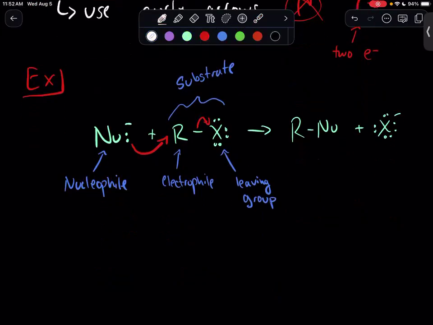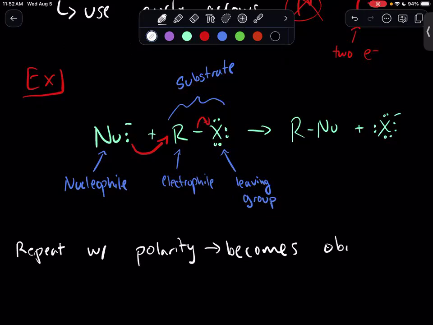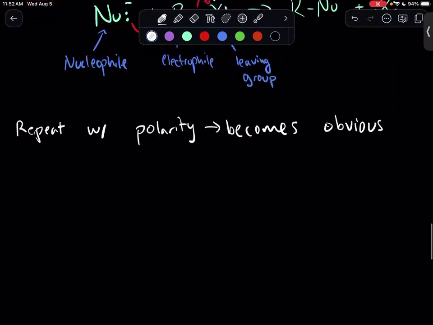If we use polarity, so let's repeat with polarity, it becomes obvious. So let's look at a real chemical reaction with polarity. Maybe we have CH3 bonded to our carbon. We'll take the same one we actually did initially, so bromoethane, Br, plus our hydroxide.